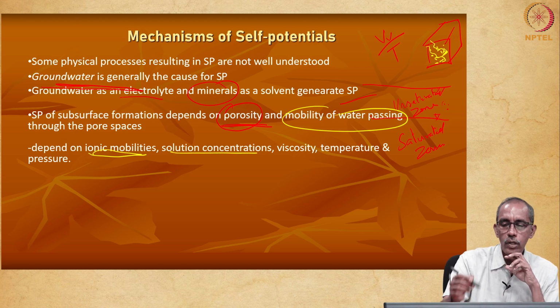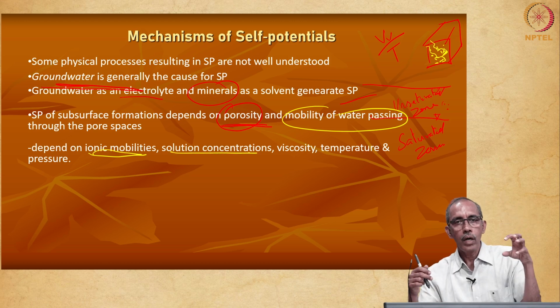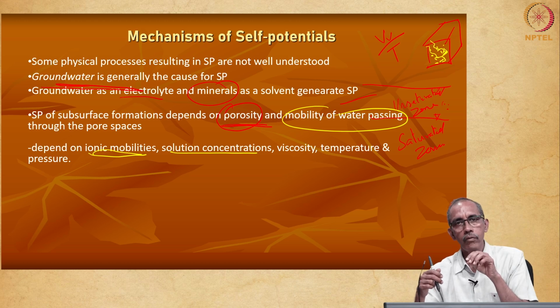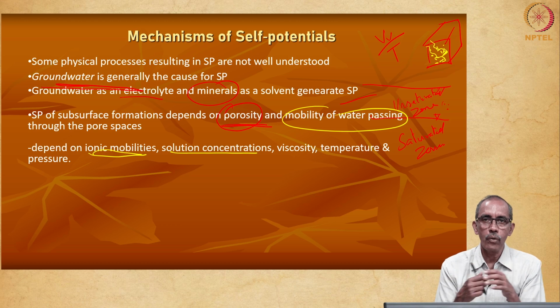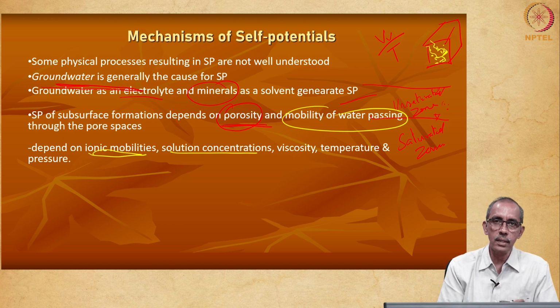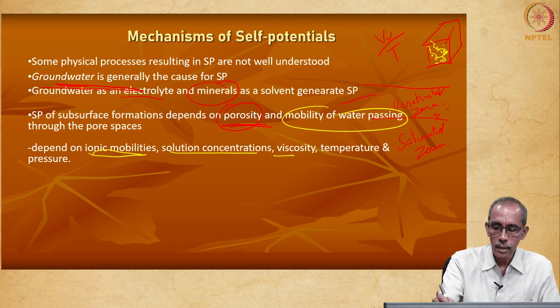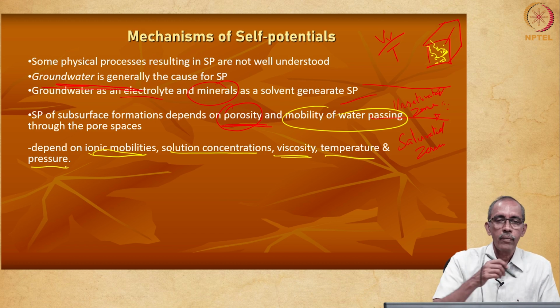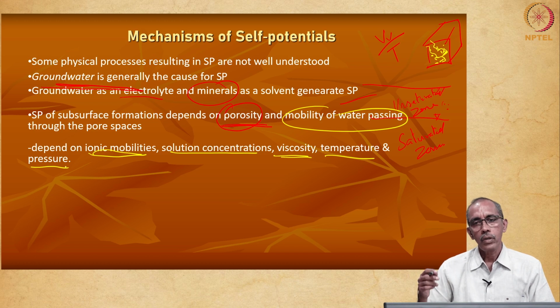Then of course the concentration. In one zone, water has a very small amount of dissolved solids. In another zone, groundwater may have more dissolved solids. This also causes changes, or a gradient, in the cell potential. Of course, viscosity, temperature and pressure all control the cell potential that is getting generated below the surface of the earth.